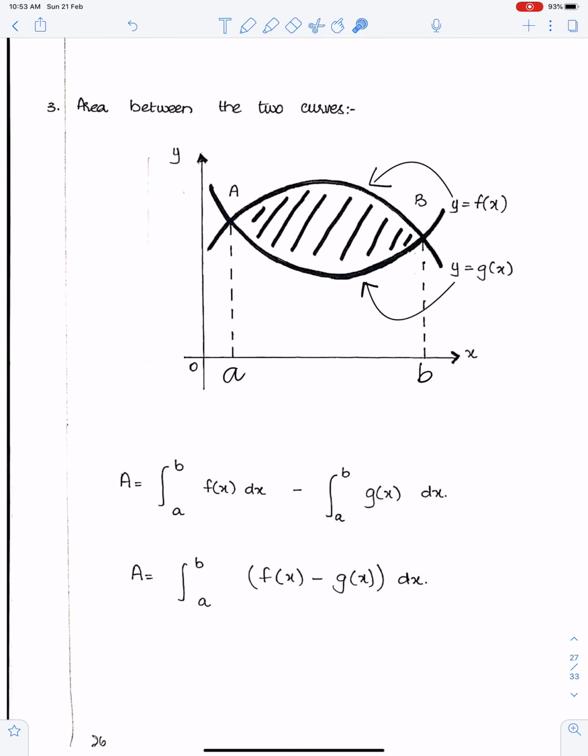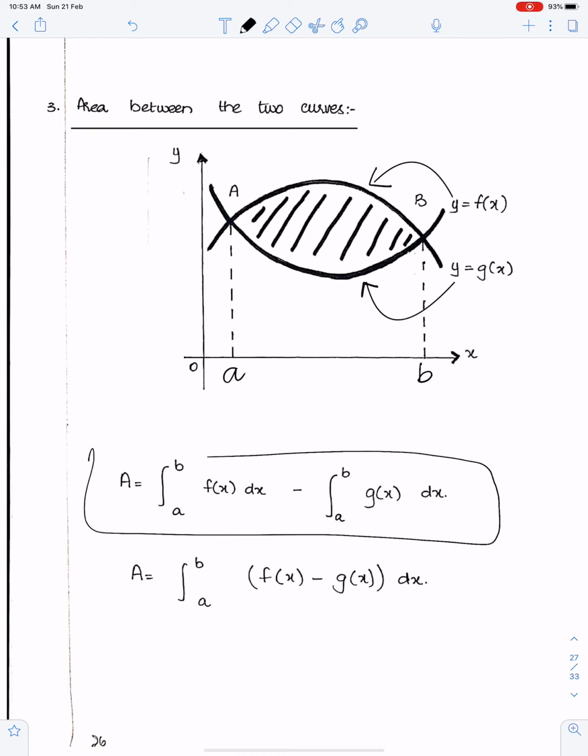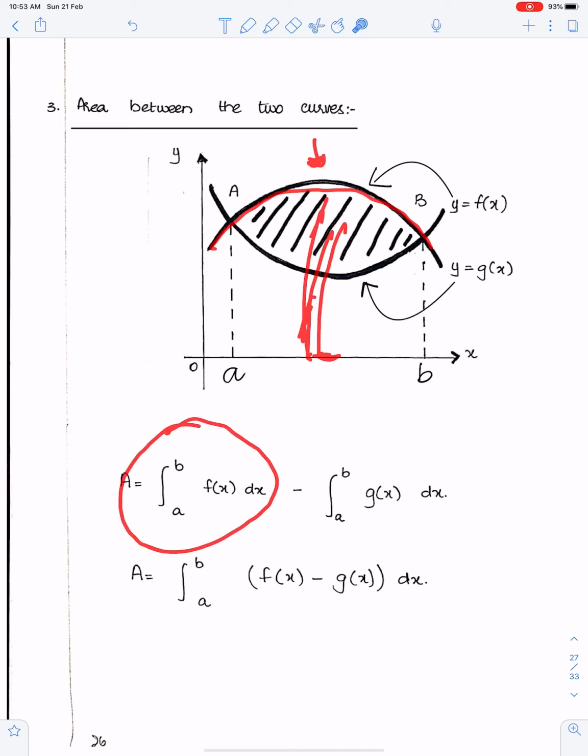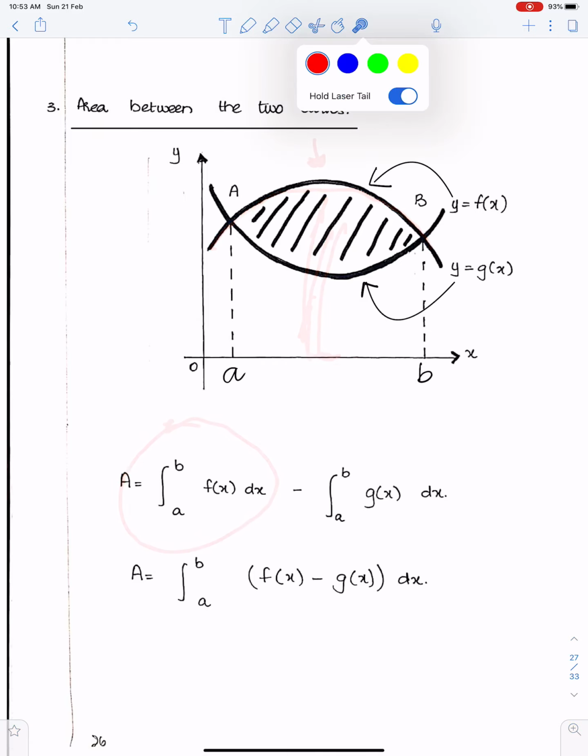Well, if you need area between two curves, then you need to use this formula, like upper curve minus lower curve. This is the upper curve and this is the lower curve. Because when you integrate the upper curve, you will get this area and this area. You will get all the area between the curve and the x-axis, this total area, when you integrate the upper curve. When you integrate the lower curve, you will get this area.